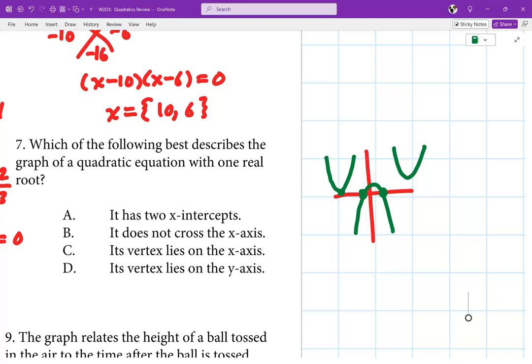Well, if it has two x-intercepts, does it have one answer only? No, it has two. If it doesn't cross the x-axis, that's no solution. Okay? Its vertex lies on the x-axis. It's on the x-axis, like this one. It's C. Its vertex lies on the y-axis? Who cares if it's on the y-axis? That doesn't matter. It's all based on the x-axis. So your answer is C.